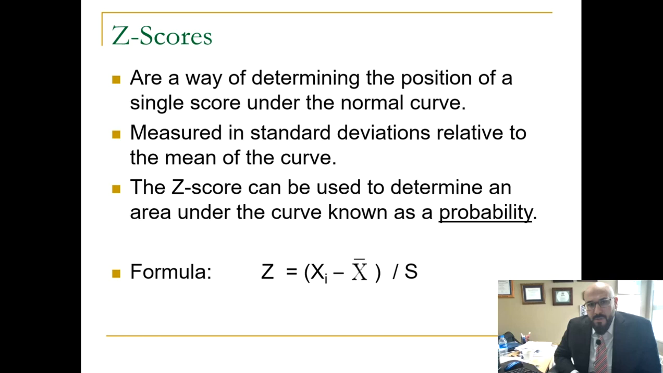The z-score can be used to determine an area under the curve known as probabilities for this data. So we need to know exactly. What is the formula? The formula is x, the point that we're talking about, minus the average of all points, divided by the standard deviation. We'll take more examples in order to understand how we can calculate the z-score and the area under the curve.